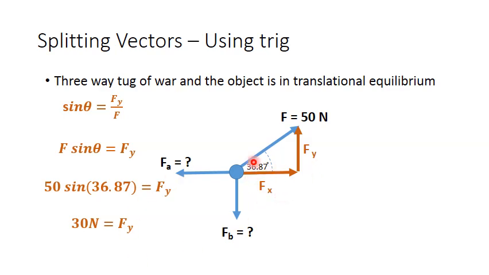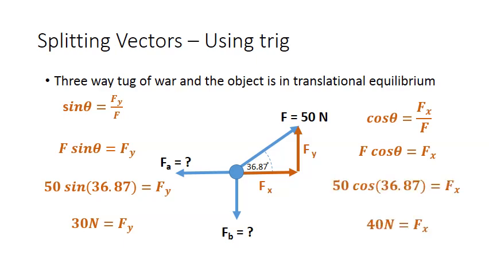Let's do the same thing for the horizontal component. This is adjacent to the angle, and I have the hypotenuse, so I'm going to use cosine. I rarely ever use tangent. Cosine of the angle is the adjacent side, F sub x, divided by the hypotenuse, F, the full amount of force. I multiply both sides, F cosine theta equals F sub x, plug in my values, get about 40 newtons. So we can see this 50 newton force breaks down into a vertical component of 30 and a horizontal component of 40. Now notice, 40 and 30 don't add up to 50, but that's fine because this is a triangle.